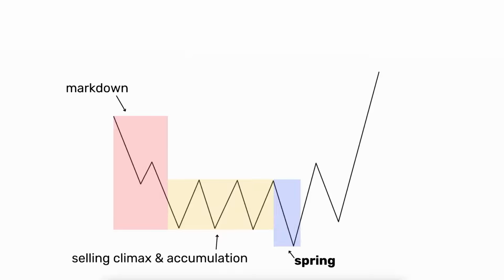The next key element is the spring. The spring represents the seller's final attempt to push prices lower. It typically breaks below the low of the selling climax and the accumulation range. For the spring to be confirmed, it must be followed by a sign of strength, signaling that buyers are taking control. The sign of strength is an upward move that closes above the selling climax and accumulation range. Together, the spring and the sign of strength demonstrate a clear shift of control to the buyers.